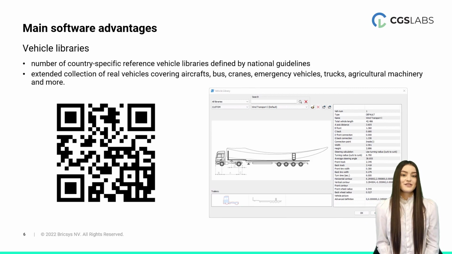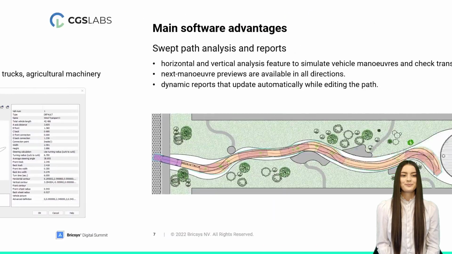The biggest advantage of the software is that it includes a huge library of country-specific reference vehicles defined by national guidelines and an extended collection of real vehicles covering aircraft, buses, trucks, trailers for wind turbine transport, cranes, emergency vehicles, and more. In addition, AutoCAD also provides an extended vehicle customization option, enabling users to customize available vehicles in the libraries provided or create completely new vehicles. By scanning this QR code, you can find a list of all vehicles.